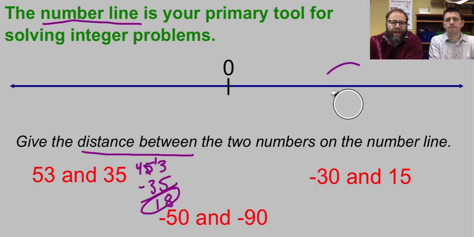Then you've got something like negative 30 and 15. Now we're going to work both sides of the number line. Our negative 30, of course, is on the left, and our 15 is on the right.